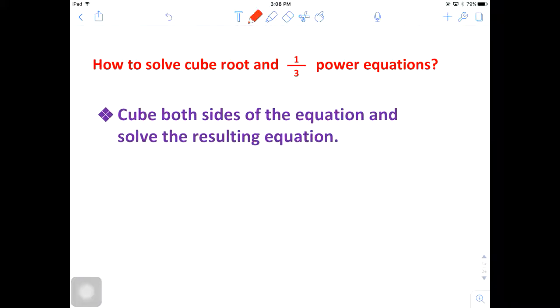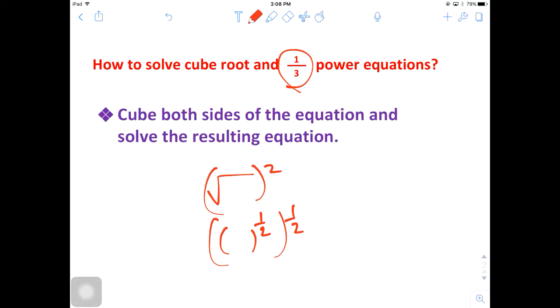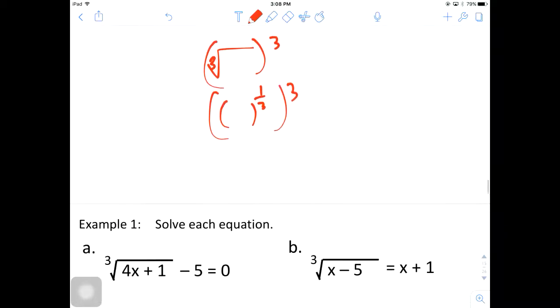And let's just recall the information. How do we solve cube root and 1/3 power equations? Well, just like the square root or the 1/2 power, the way to undo it is raise both sides to the second power, and that's what we did yesterday, right? With those equations. So it's the same idea here, except we're going to change that square root to what? Cube root. So to undo it, we're actually going to cube both sides of the equation. So here's 1/3 and we're going to cube. So that's what we're going to be doing.